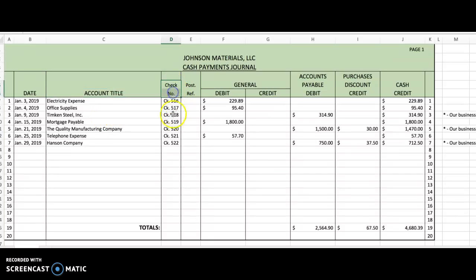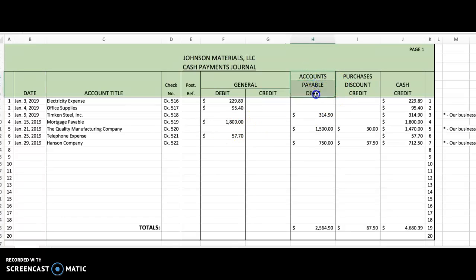Next column is the source document column, and these will typically be checks. Businesses normally will be paying all of their bills by check, so the check number will constitute the source document for the transaction. Posting reference column we will be talking about as always, and as we've had in the past in some of these journals, we have a general debit and a general credit. As you see on this sample, we will be using this general debit column fairly frequently in this journal.